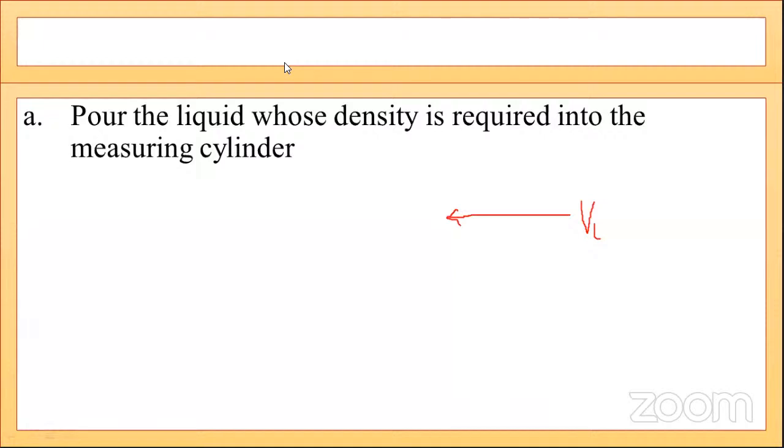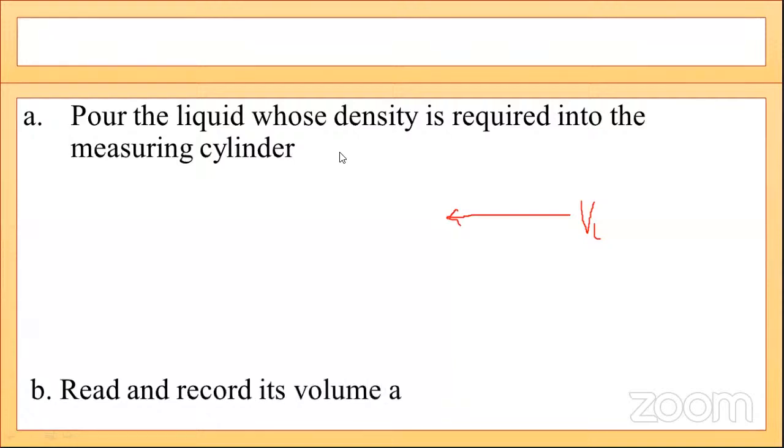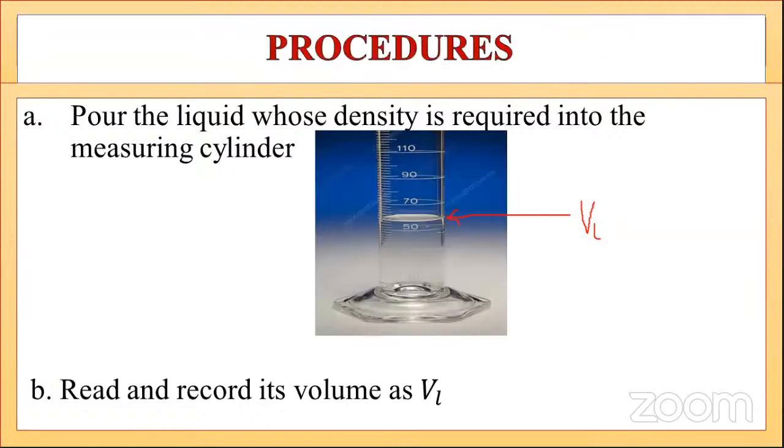I like that. So after putting it there, that means we have to determine its volume. So we pour the liquid whose density is required into the measuring cylinder. Thereafter, we read and record its volume. We are calling its volume VL. That is the volume of the liquid. Good. Then that is our liquid in the measuring cylinder. Do you see my liquid?